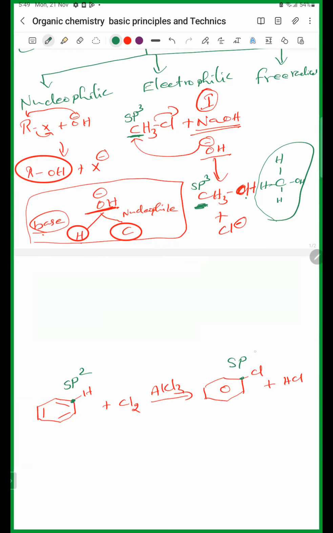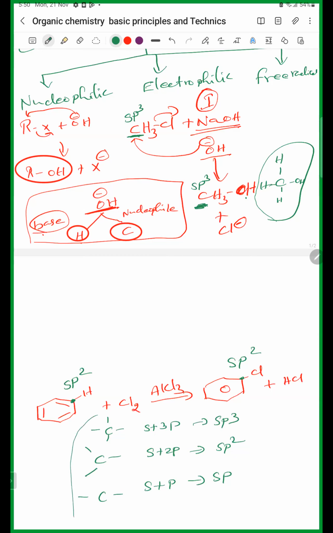sp2. What I said, please remember: when the carbon is attached with 3 atoms, that means 1s plus 2p, so it gives sp2. If the carbon is attached with 2 atoms, 1s plus 1p, then it becomes sp. If the carbon is attached with 4 atoms, it uses 1s orbital and 3p orbitals, so it becomes sp3. So you have only 3 types of hybridization in organic molecules, not more than that. You can easily say, based on how many atoms get attached, whether it is sp, sp2, or sp3 for the organic molecule.